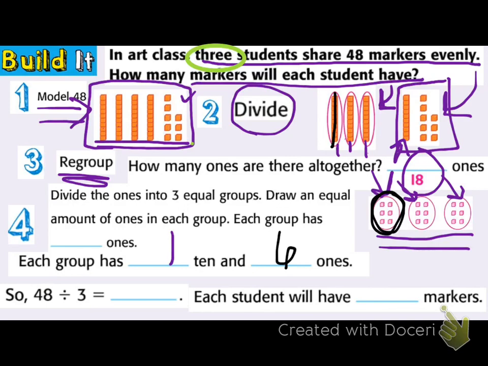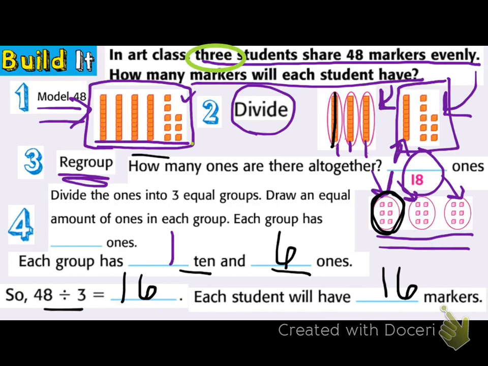So 48 divided by 3 is 16. The 1 ten plus the 6 ones. So each student will have 16 markers. Now, is it reasonable, right?